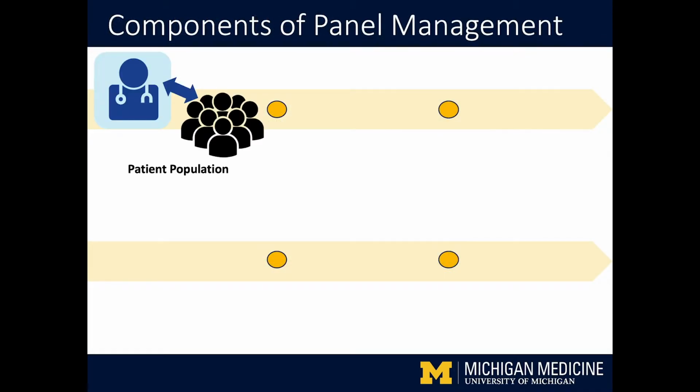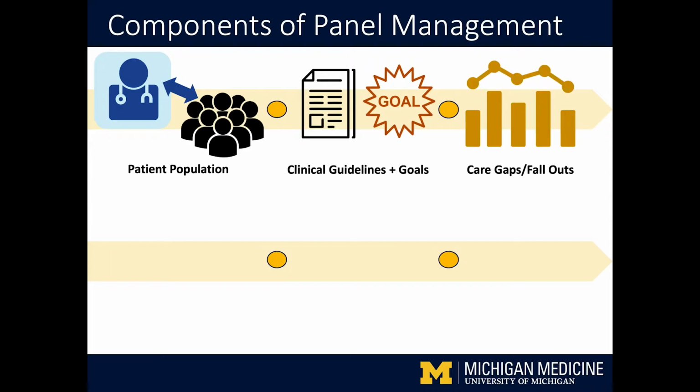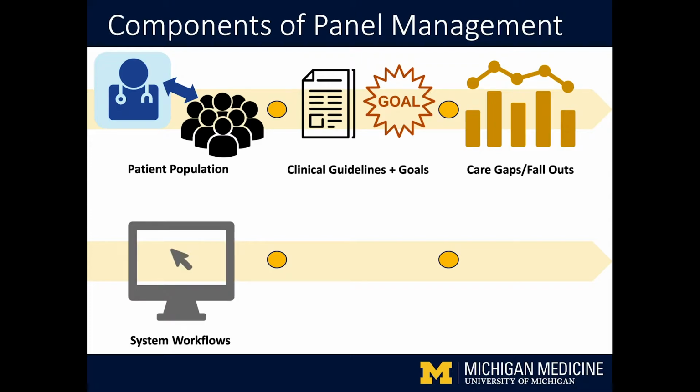Population-based healthcare starts with a registry of patients assigned to a provider, clinic, or health system. Clinical guidelines are often used to define goals of care. Reports on patients meeting various criteria are used to identify where care gaps exist, or fallouts if you work at the VA. System workflows, including best practice advisories and standing orders, or reminders at the VA, can be developed that make it easier to identify and deliver needed services.